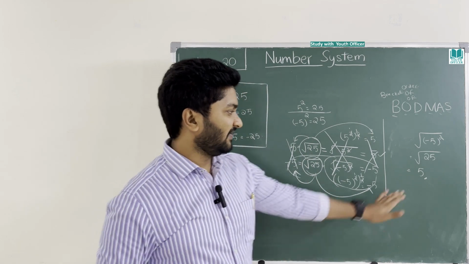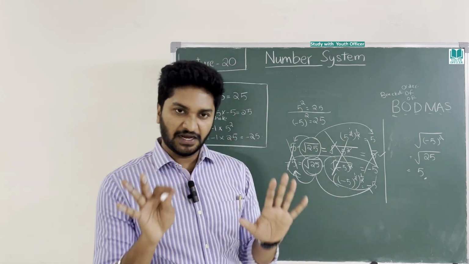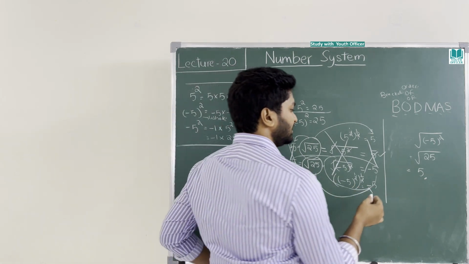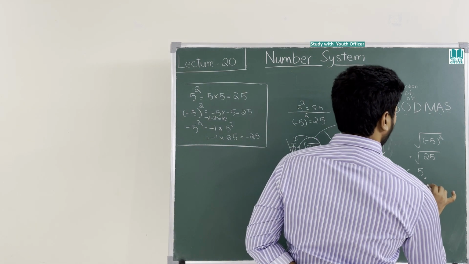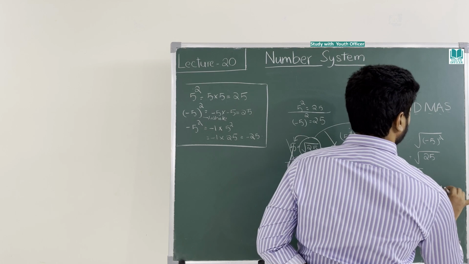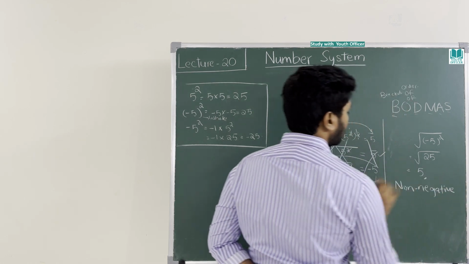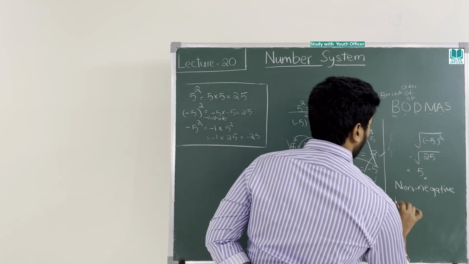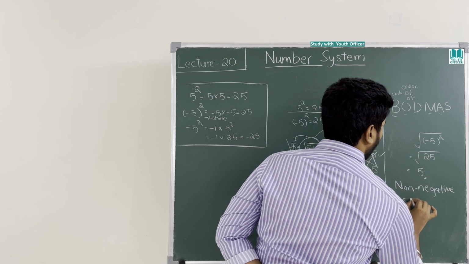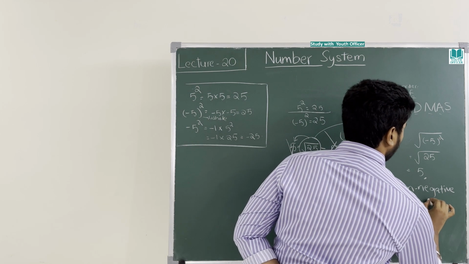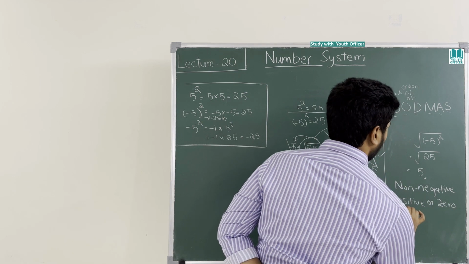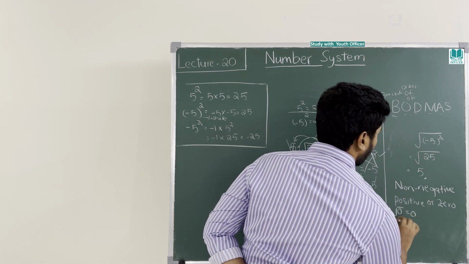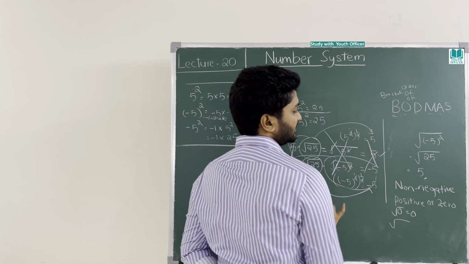That's it. This will never be negative. Never be negative. Mark my words. This will be non-negative. I already told you what I mean by non-negative. That means it is positive or 0. Square root of 0 will be 0, or square root of any other number will be positive itself.